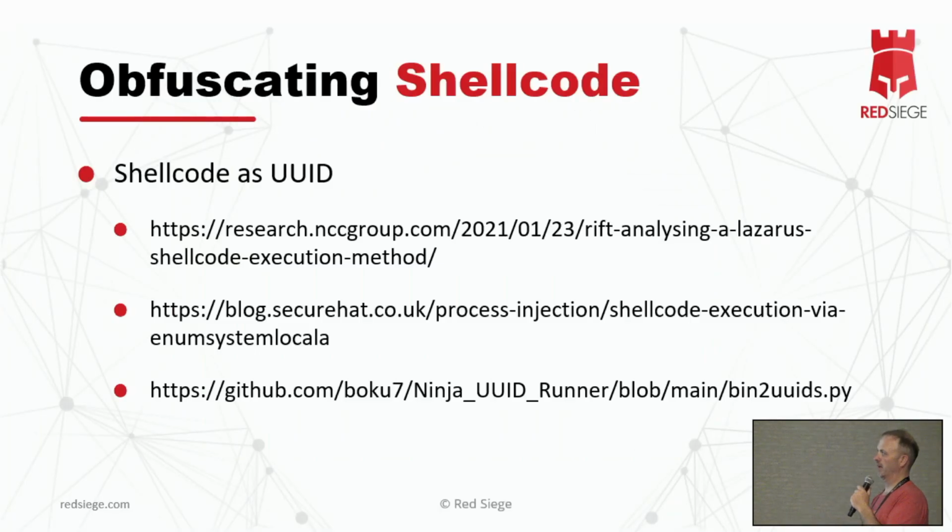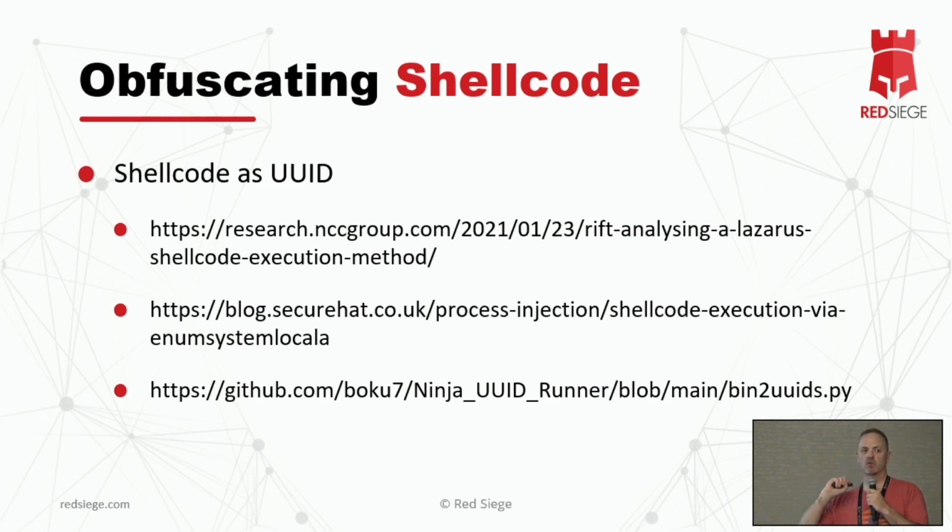One interesting way of doing it is shellcode as UUIDs. Anyone know about this technique? Okay, we got 1, 2 people. So back in 2001, I believe it was, NCC Group releases some research about the Lazarus Group and what they were doing. And there were a couple of interesting things. One was how they were executing the shellcode. They were using EnumSystemLocalesA to execute their shellcode. Really weird. Let's find out what the locale of the system is and then hand it a pointer to some executable memory. Makes no sense, really, but it works, and it still works today.